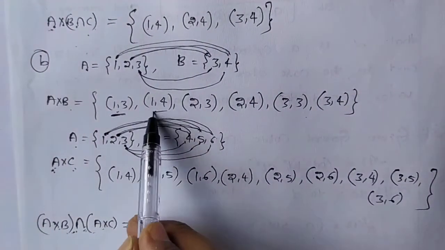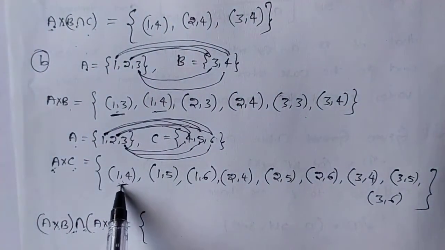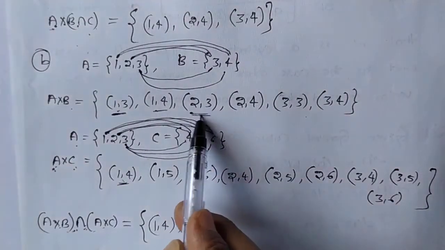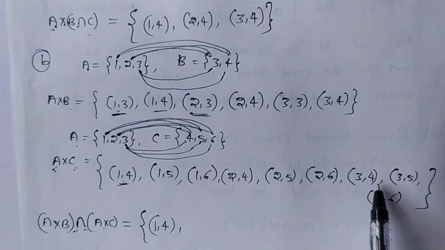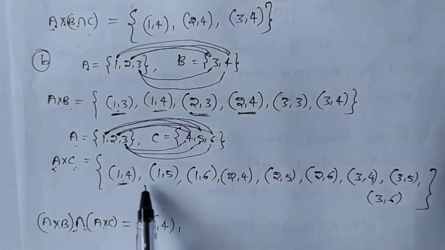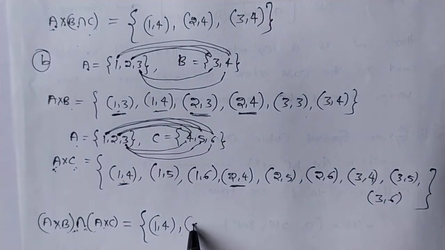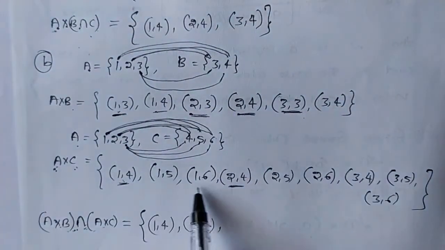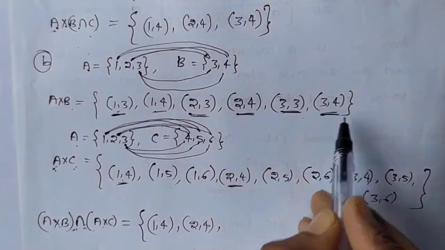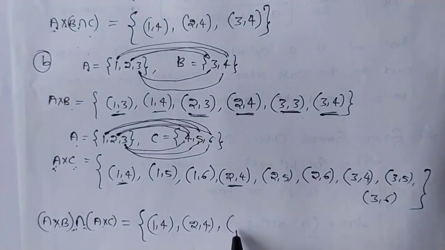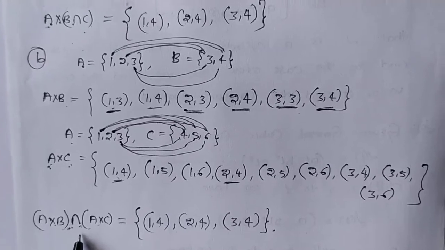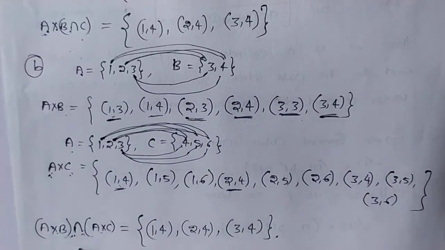No. (1,4), is there (1,4)? Yes, we have (1,4). Common element is (1,4). Next (2,3), is there (2,3)? No. Next (2,4), is there (2,4)? Yes, (2,4) is there. Next (3,3), is there (3,3)? No. (3,4), is there (3,4)? Yes, (3,4). It is A cross B intersection A cross C.